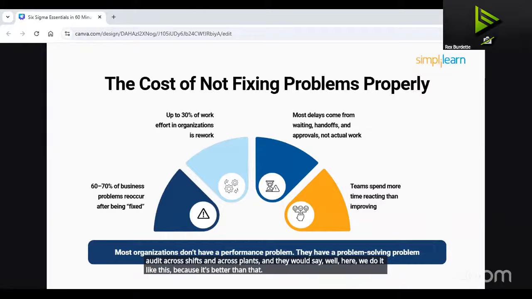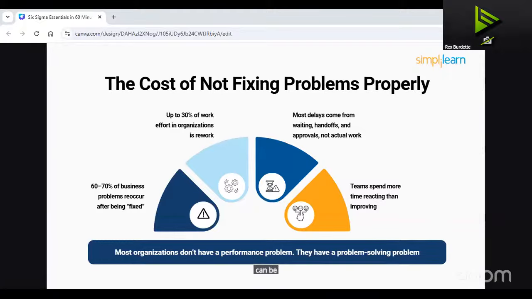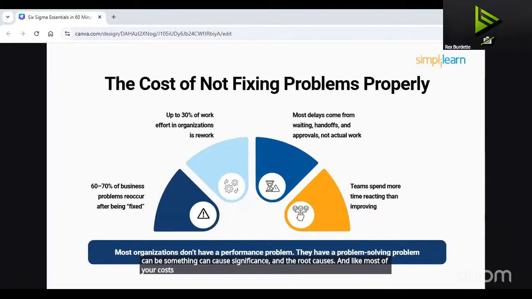No, everyone must do it the same way. If you don't have one process, then you're going to get variation. So just something as simple as that can cause significance in the root causes. And like most of your costs in operations, it's like the iceberg diagram.